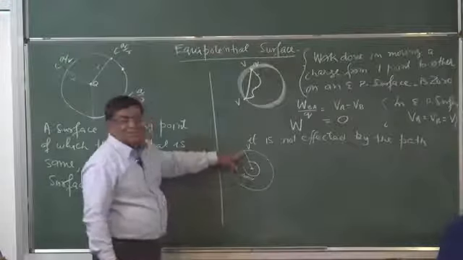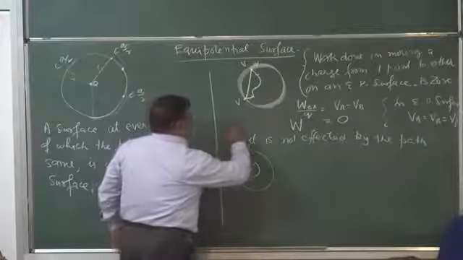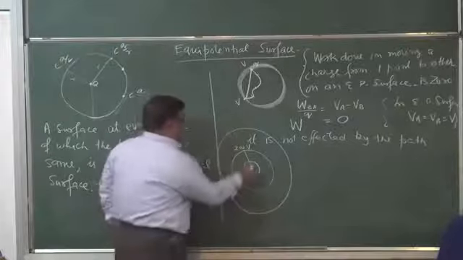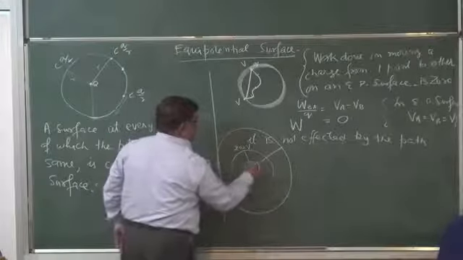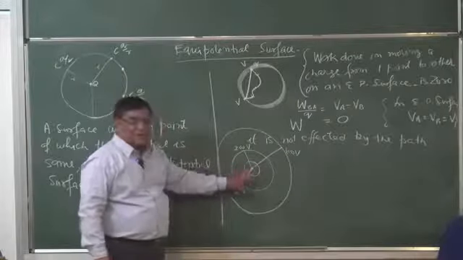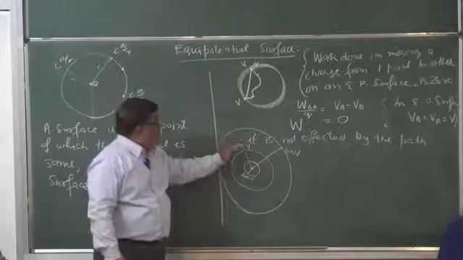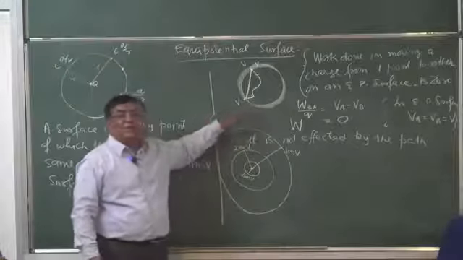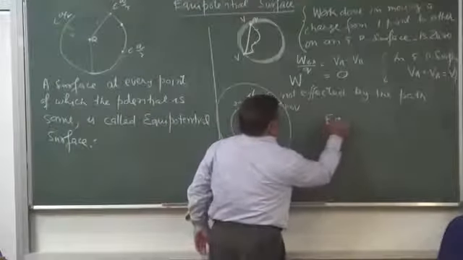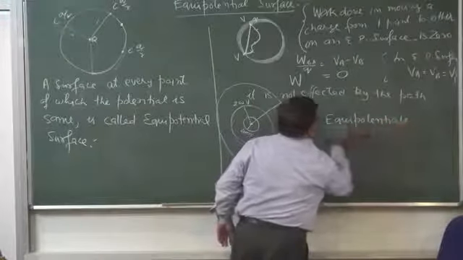If the distance increases, yes, correct, the potential will be less. This is another equipotential surface, and the distance is larger here. So this is an equipotential surface, this is an equipotential surface, this is an equipotential surface. There can be a very large number of equipotential surfaces. All these surfaces will be known as equipotentials.